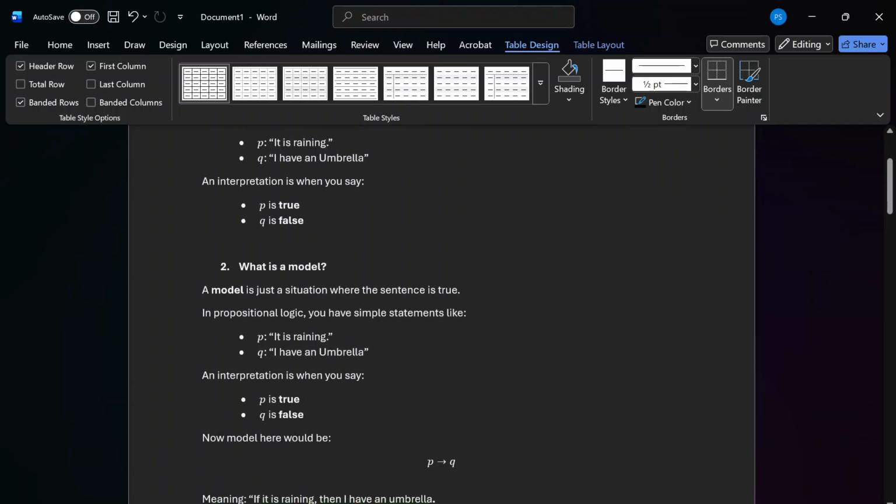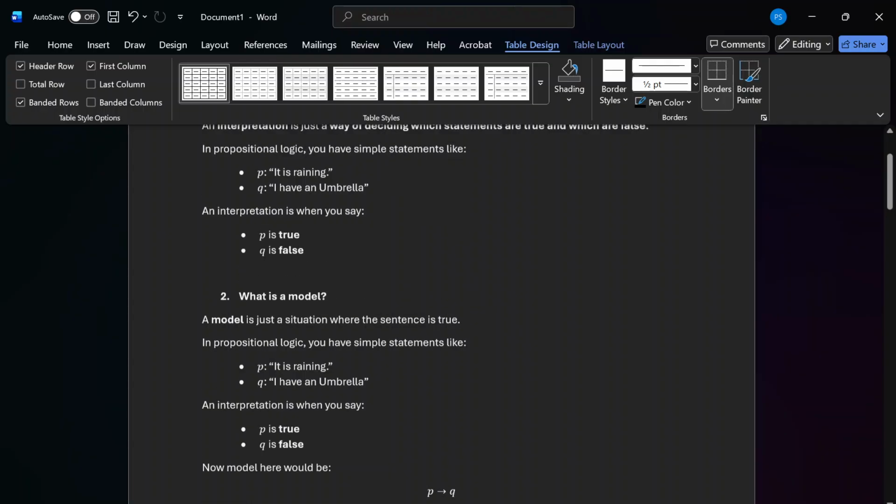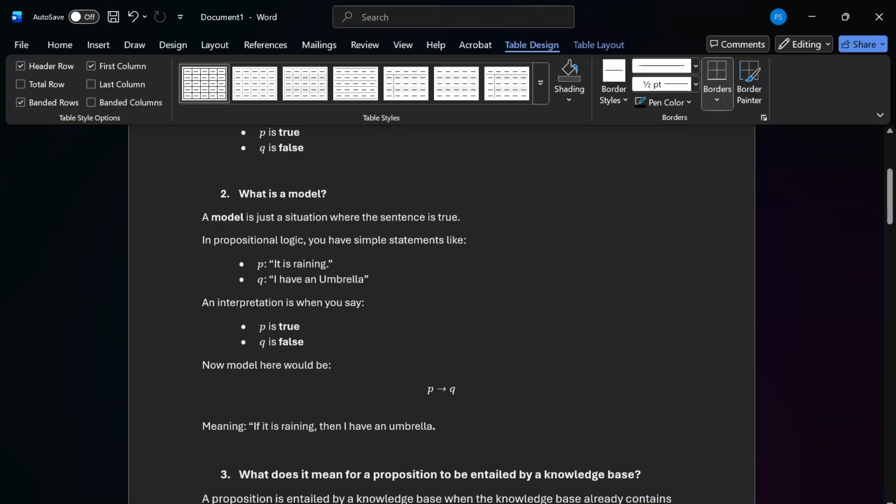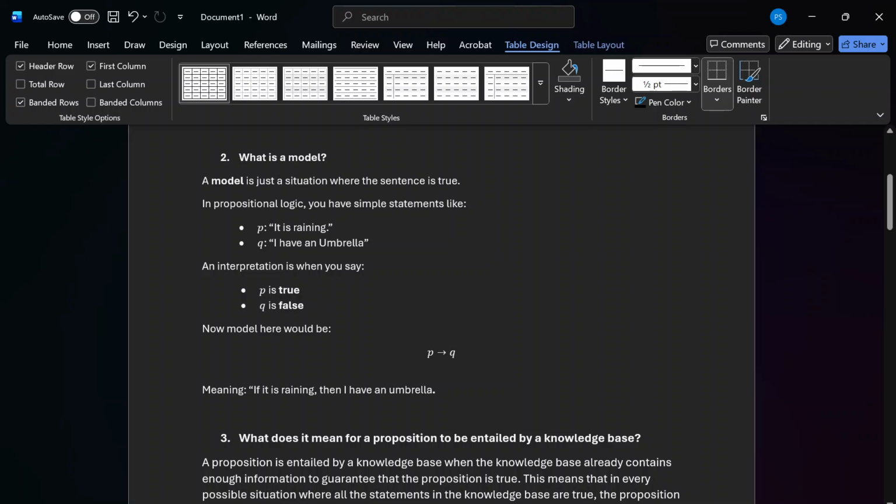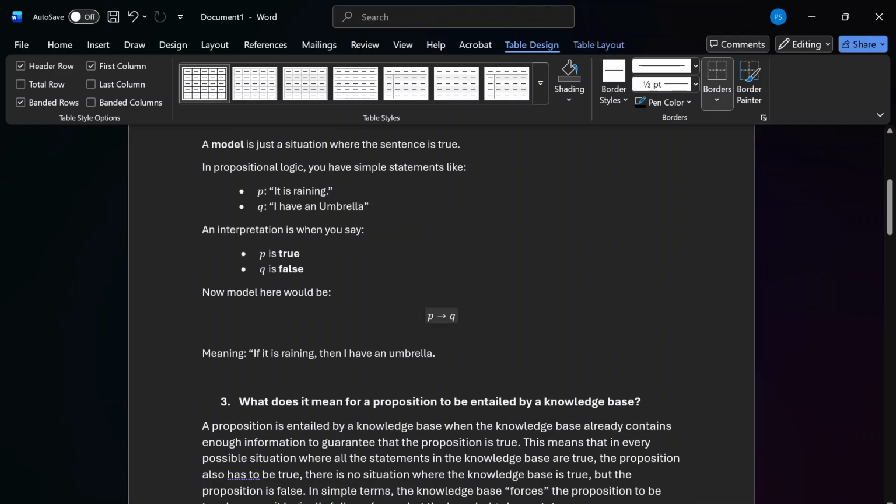Next thing was a model. A model can be described as a function that makes sentences using interpretation. So we will use the same example. P, it is raining, and Q, I have an umbrella. So this was the interpretation, that I don't have an umbrella, but it is raining. So this function or this complex operation says that if it is raining, then I have an umbrella. So that could be considered as a model.